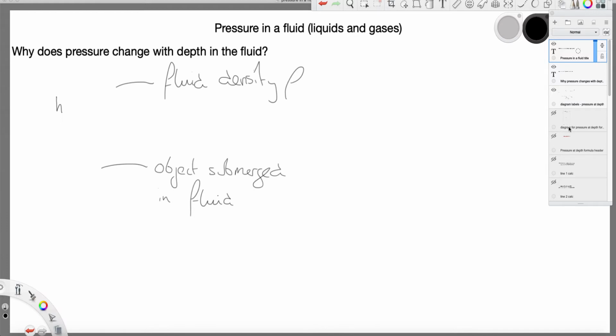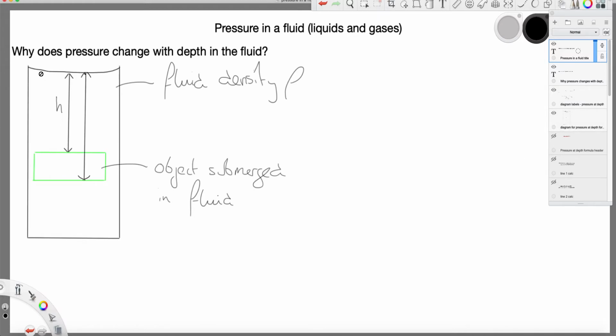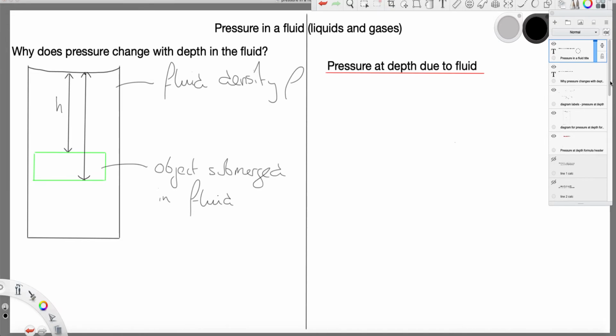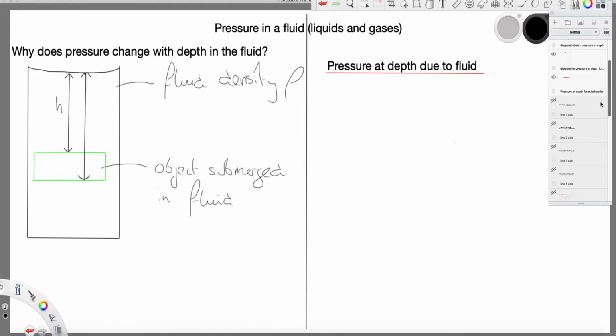So let's look at a container of fluid, liquid, gas, doesn't really matter. Take an object submerged in that fluid, and it is some distance h below the surface. So what is the pressure acting at a depth h in the fluid? So let's work that out. Now, in terms of how we come to this formula, you don't need to be able to do that, but you do need to be able to use the result.